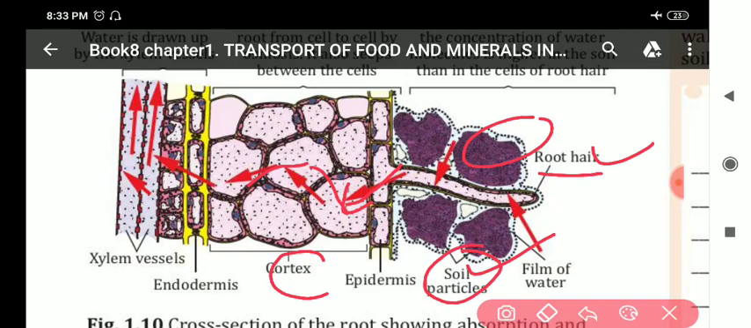Then finally, my dear students, this water reaches the xylem vessel. Clear? This water then reaches the xylem vessel, and this xylem vessel carries it to the different parts of the plant. So, this is the diagram, my dear students.